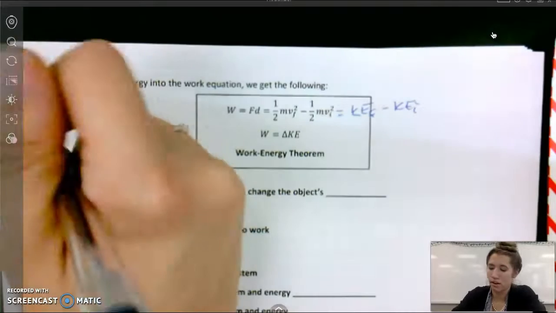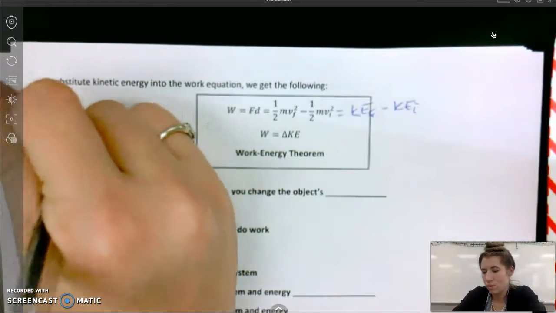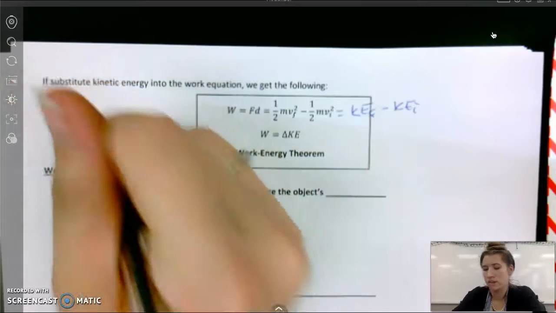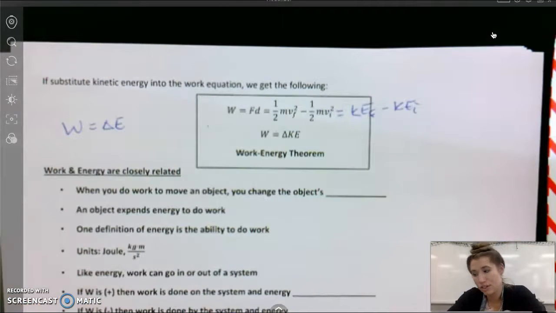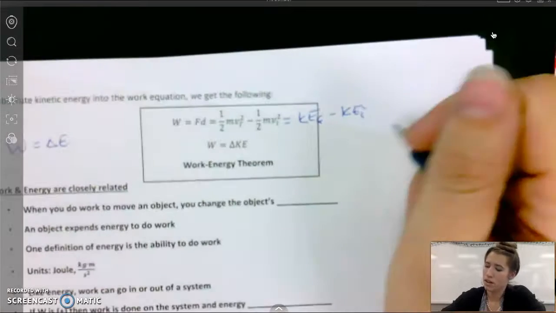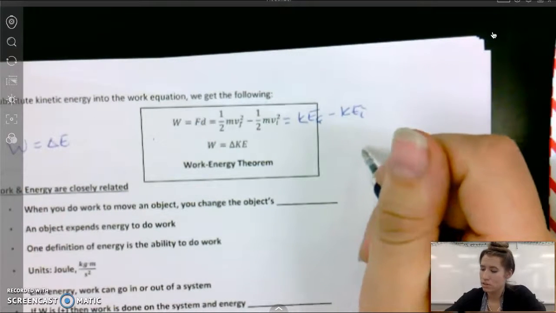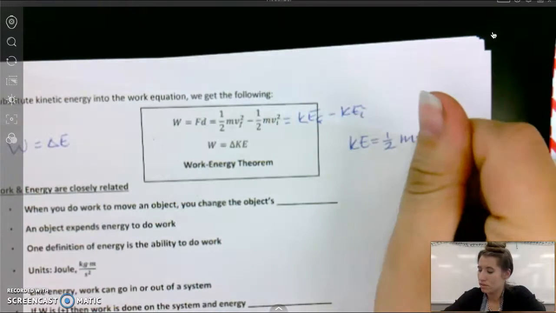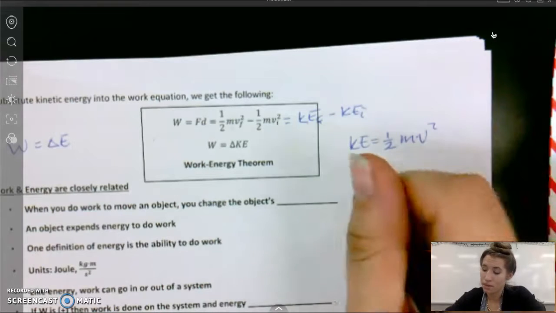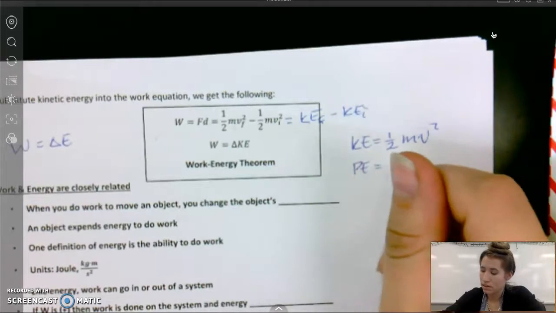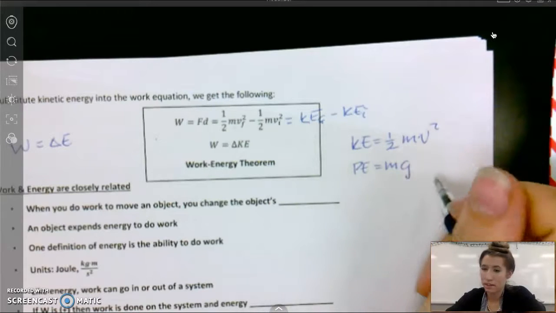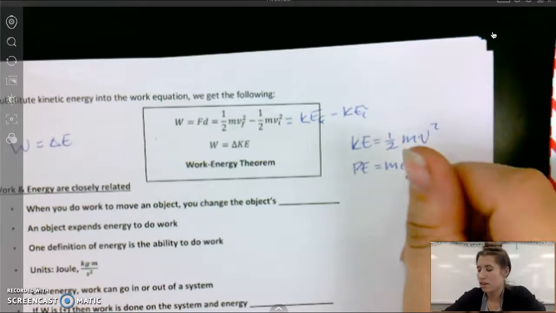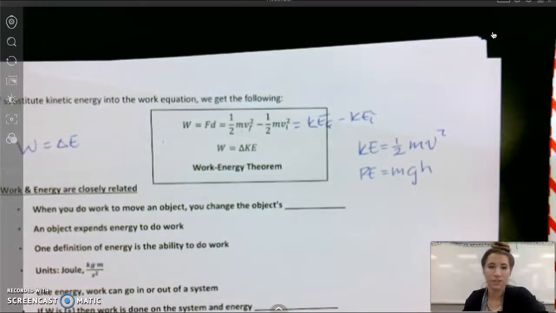Okay, so let's add that off to the side here. Work is a change in energy. And that could be a change in kinetic energy, and that's what we just proved there, but it could be a change in other types of energy too. The other one that we're going to focus on today is potential energy. So we had kinetic energy, okay, and then potential energy is mass multiplied by the acceleration due to gravity, 9.81, and then the height of the object. Okay?